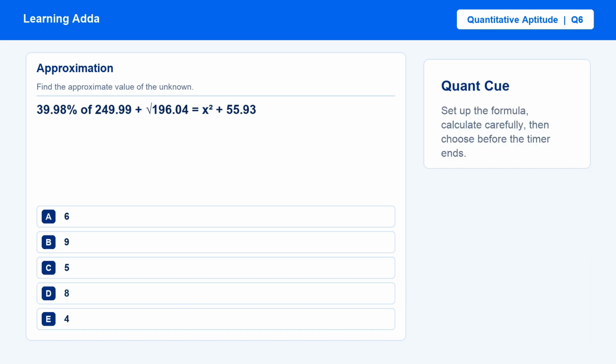Question 6. 39.98% of 249.99 plus square root of 196.04 is equal to x squared plus 55.93. Option A 6. Option B 9. Option C 5. Option D 8. Option E 4. The timer starts now.